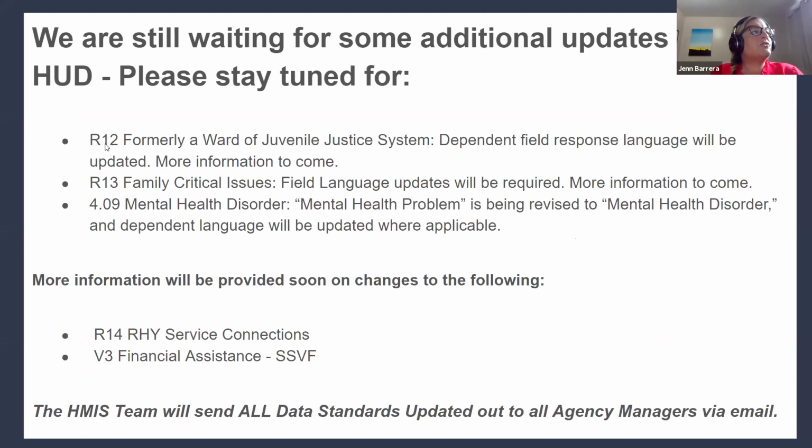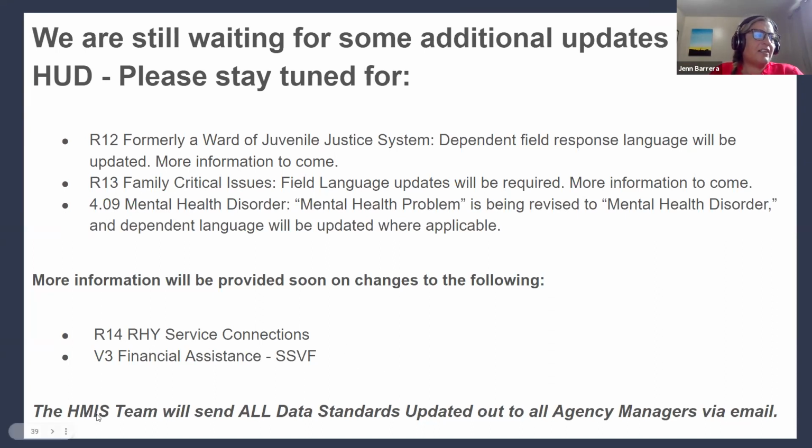These are RHY. So RHY 12, formerly a ward of the juvenile justice system. So there's some language changes. So we will push those out in an email with the subject, data standards update. Also for RHY, element 13, family critical issues, there will be a language change. And there will also globally, as they did for substance abuse to substance use, they will also be changing mental health. It will be revised where applicable. So that is not yet set in stone, but we will update you when that happens.